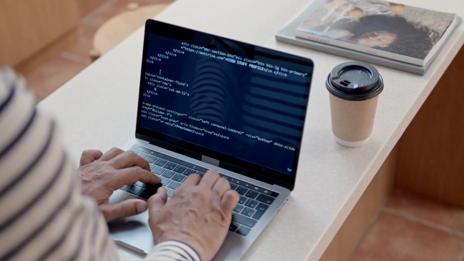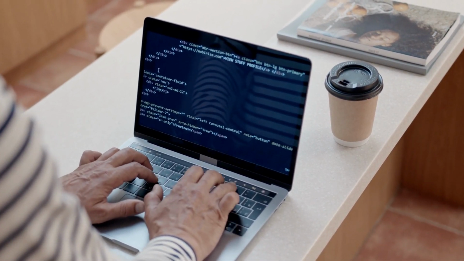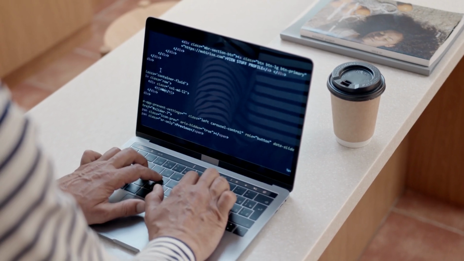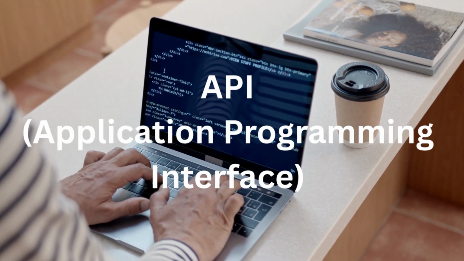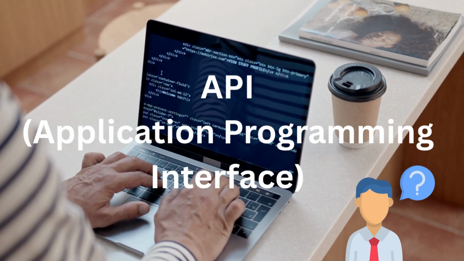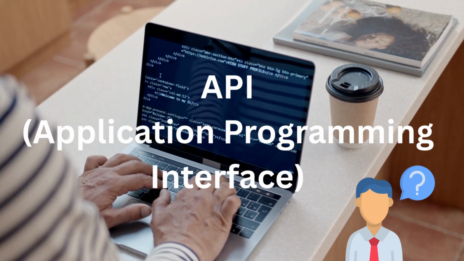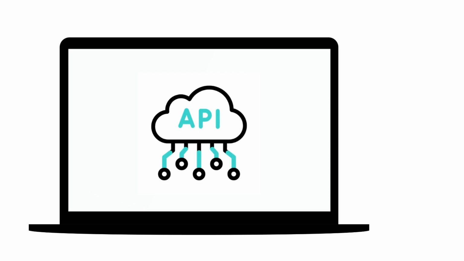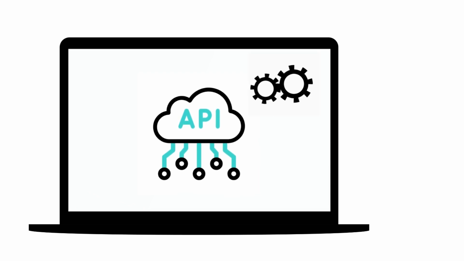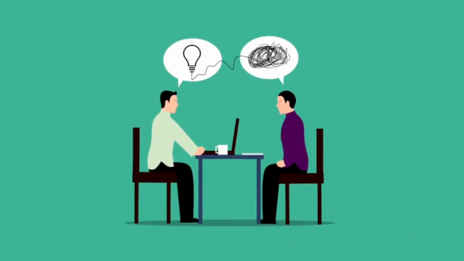When people start learning backend development, one word they hear again and again is API. But most beginners don't actually understand what an API is and why it is so important. In this video, I will explain what an API is and how it works using simple real life examples. No complex terms, just clear understanding.